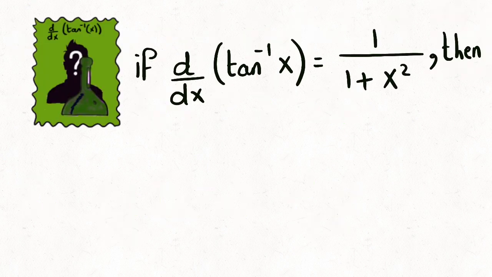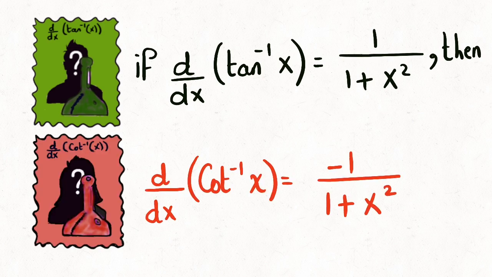Now for y equal tan inverse x, if dy by dx is 1 over 1 plus x squared, then guess what? d by dx for cotan inverse x is negative 1 divided by 1 plus x squared.